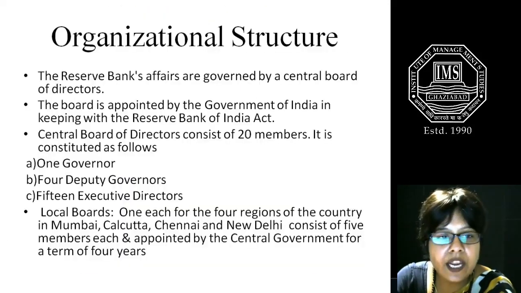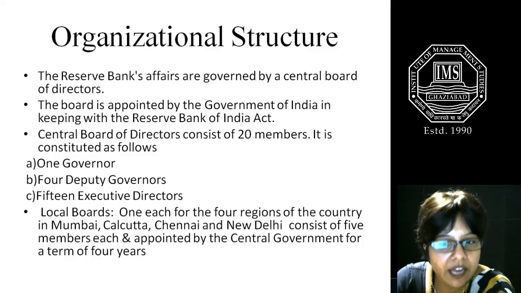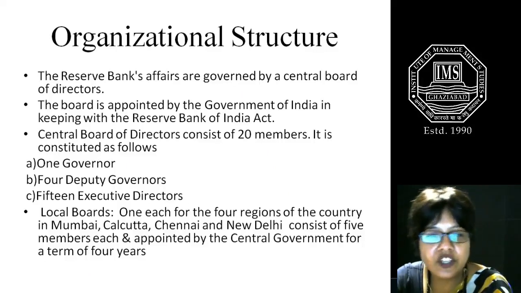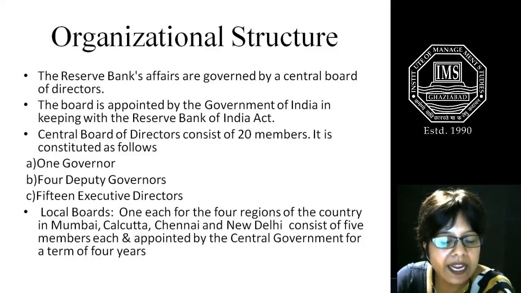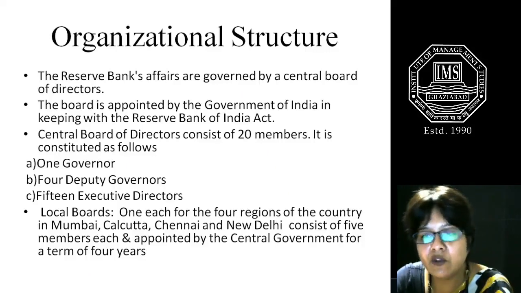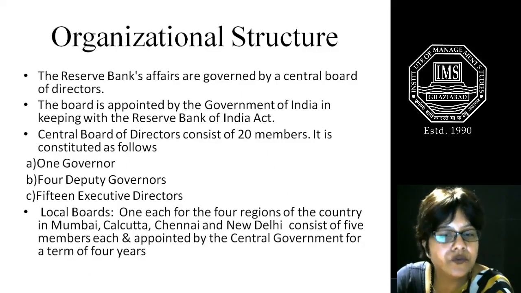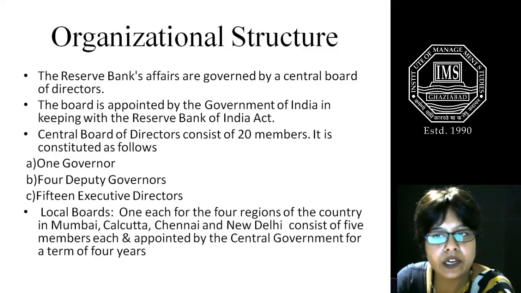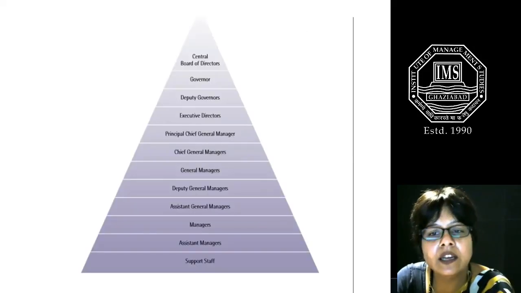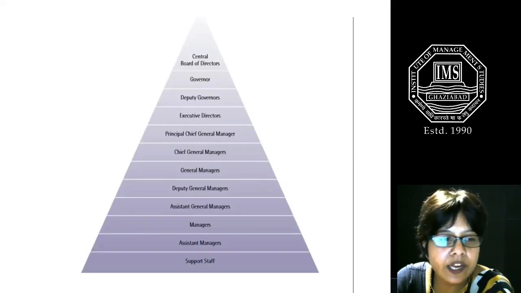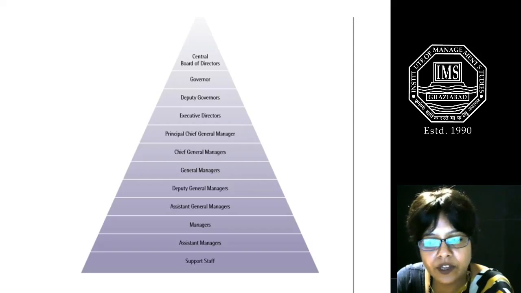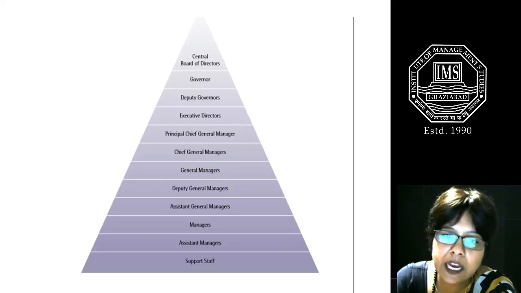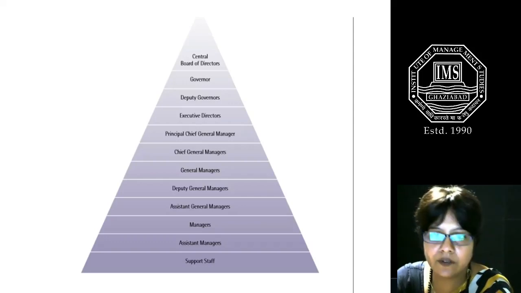Below this, we have local boards, 1 each for the 4 regions of the country in Mumbai, Calcutta, Chennai and New Delhi. They consist of 5 members each and are appointed by the central government for a term of 4 years. It is to be noted here that anybody who is at the top level of the Reserve Bank of India organization structure is appointed by the central government.